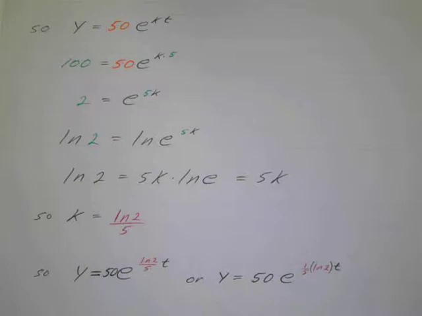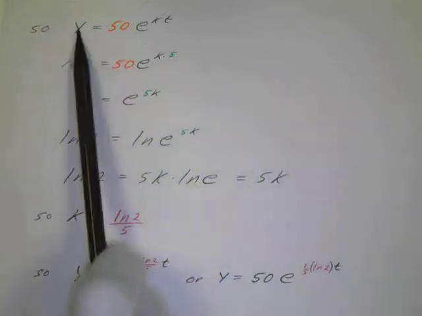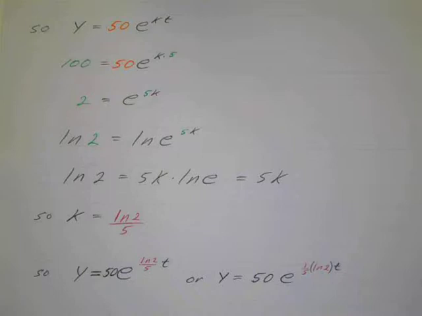So I can put that back in my equation now, which is y equals 50 e to the kt. So y equals 50 e to the k, this is my k, the natural log of 2 over 5, t. So that's my y equals 50 e to the kt. And I could also write it like this, which is a little bit easier than having one big fraction. So it's 50 e to the, and this is my k, but I could write it as 1/5 the natural log of 2 times t. So there's your final answer.